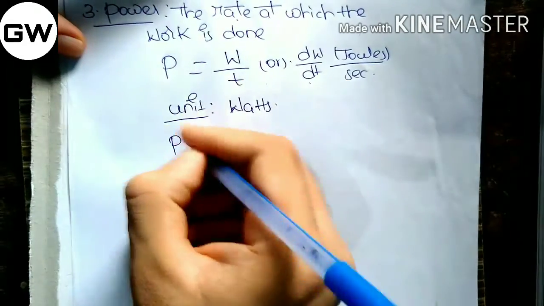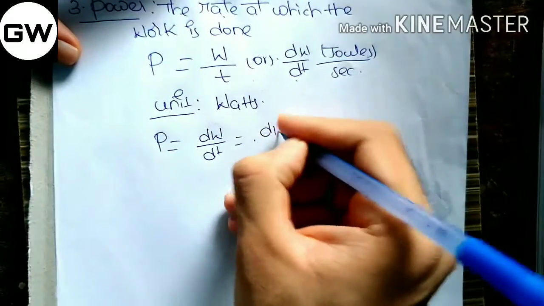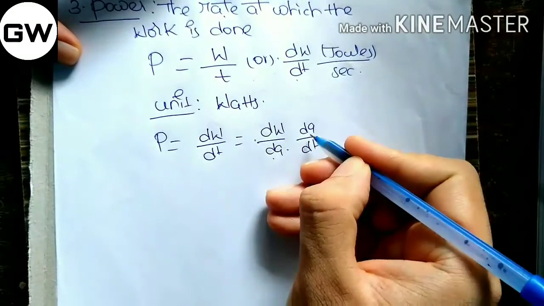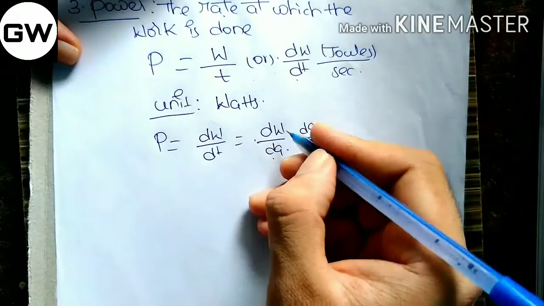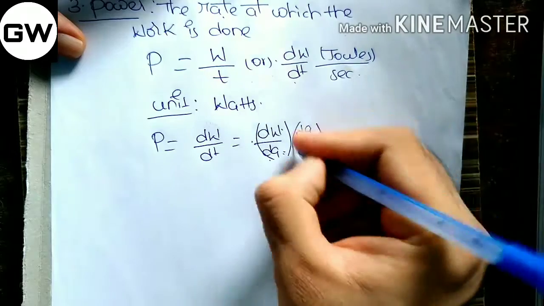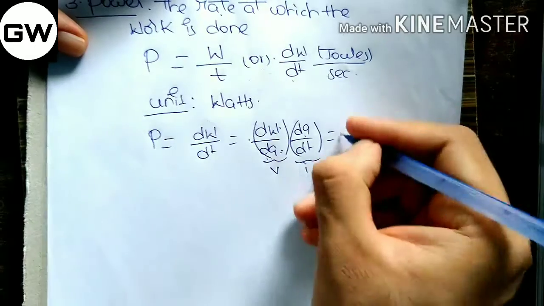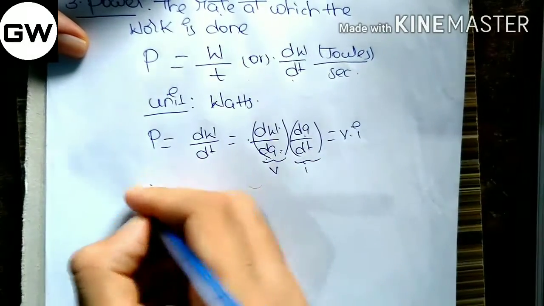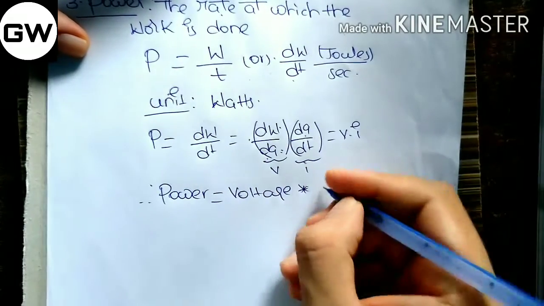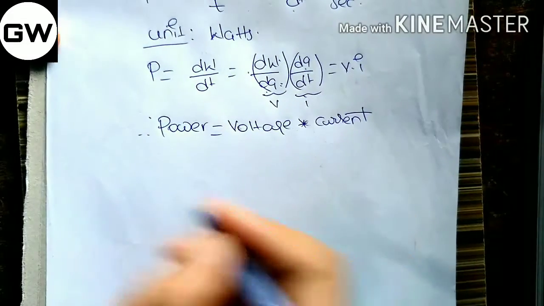We know that power is equal to dW upon dt. It can also be written as dW upon dq into dq upon dt, where I multiplied with dq and divided with dq. We also know dW upon dq is our potential difference, and dq upon dt is our electrical current. So it can also be written as V into I. So power is equal to voltage multiplied with current. We can also derive many formulas later.